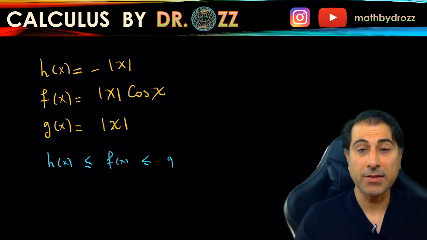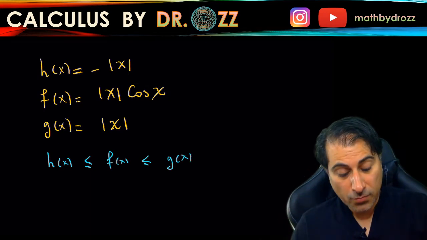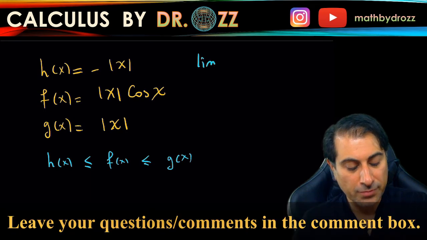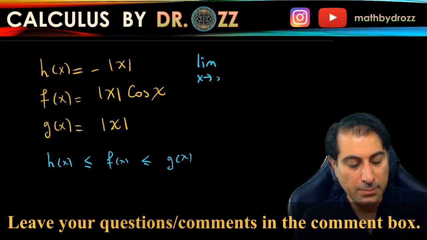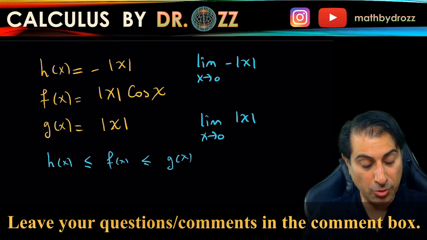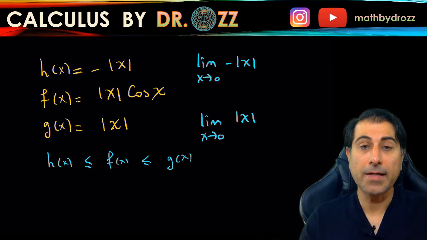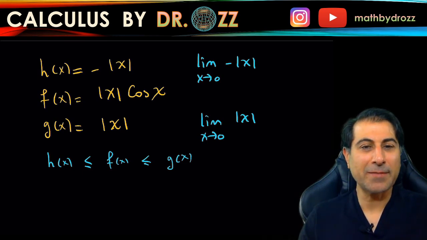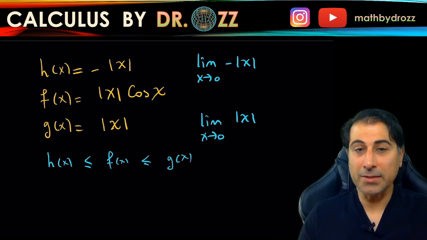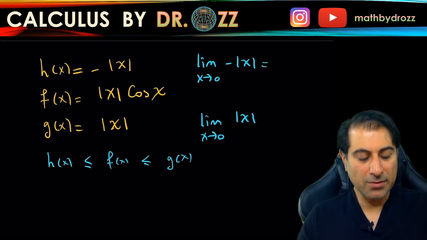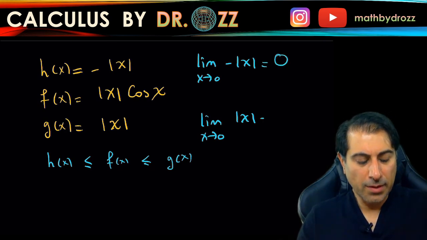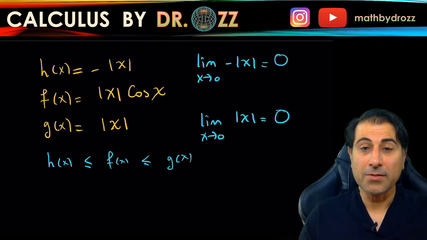All I'm going to check next is the outer limits. So the limit as x approaches 0 of negative absolute value of x, and the limit of the absolute value of x as x approaches 0. These are nice functions. The absolute value function is nice, x is nice. All you're going to do is direct substitution to find those limits. So this is going to be negative absolute value of 0, which is 0, right? So this whole thing is 0, and this whole thing is 0 as well.